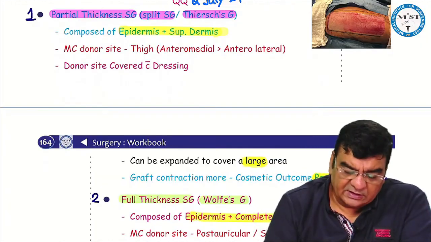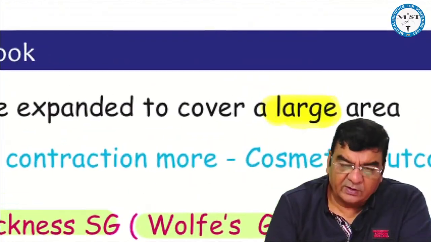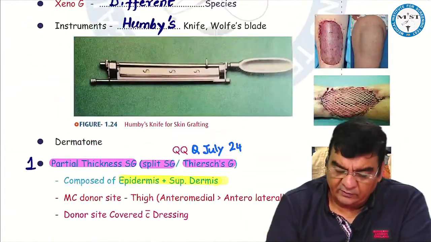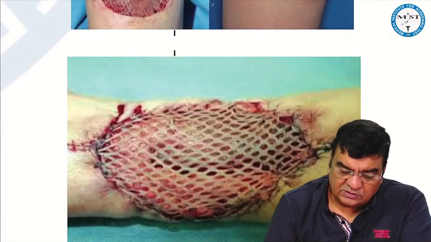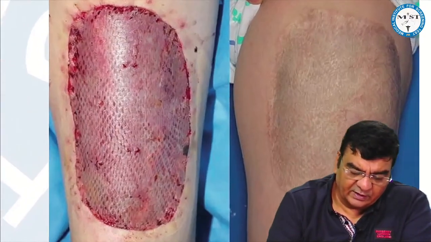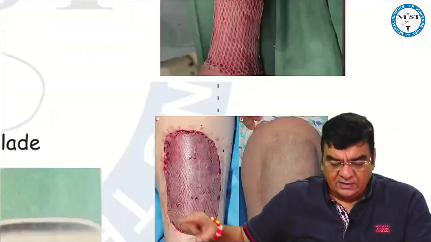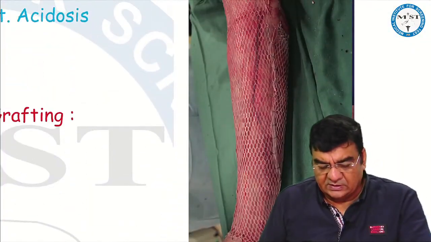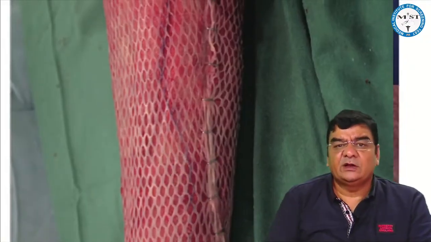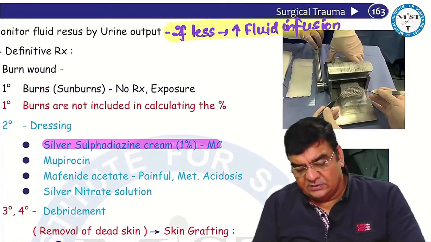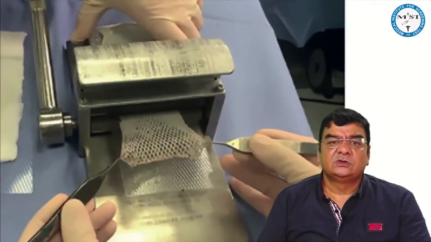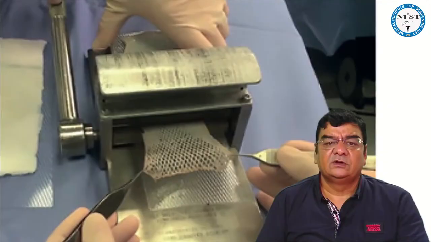A partial thickness skin graft can be expanded to cover a large area. Like we are seeing here, we can create holes in the partial thickness skin graft, which will help in expanding it. You see, we have created holes inside. Here you see, this is a partial thickness or split skin graft. Why these holes? One, it will help in expanding the graft. Second, more granulation tissue can come through this, which will help in better fixation of the skin graft. This is a measure which can be used to create holes in the skin graft.